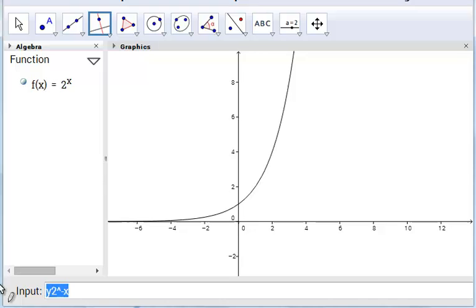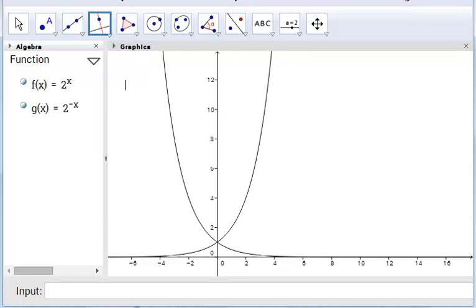The other exponential function that we should look at while we're here is y equals 2 to the power of minus x. So where the graph of 2 to the power of x becomes very, very small for negative x values, the graph of 2 to the power of minus x becomes very, very large for those values. And the opposite is true on the other side, where 2 to the power of positive x is very, very large for positive x values. The graph of 2 to the power of minus x becomes very, very small on that right hand side of the graph.